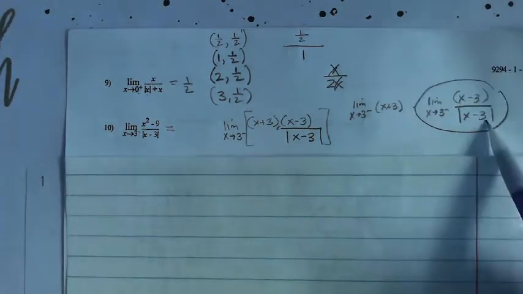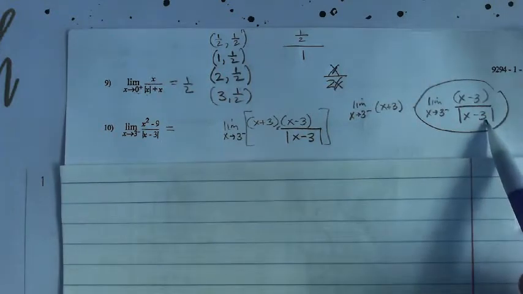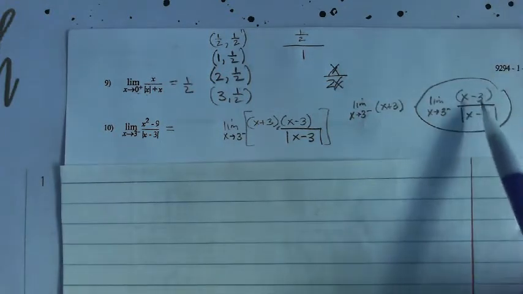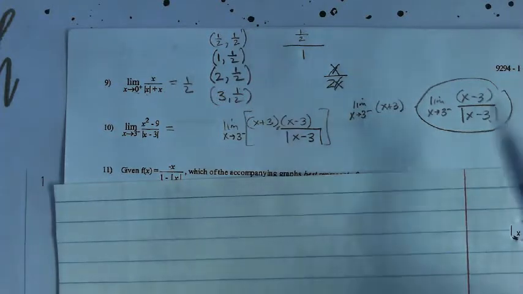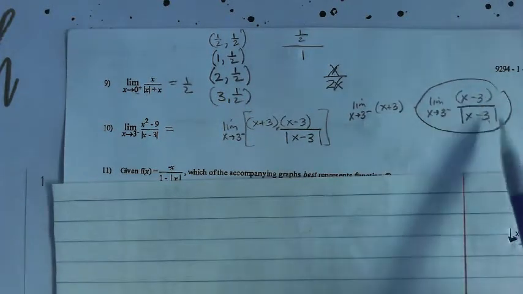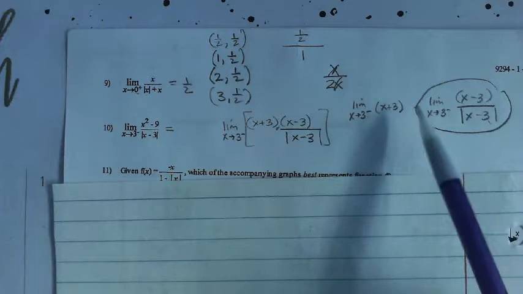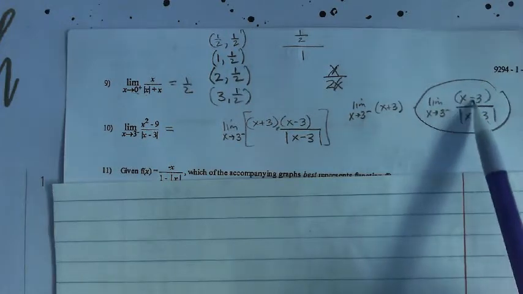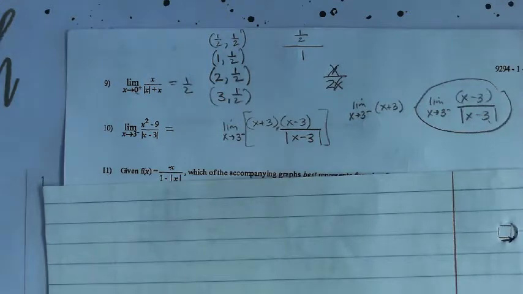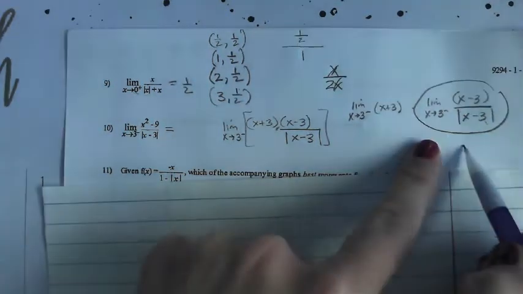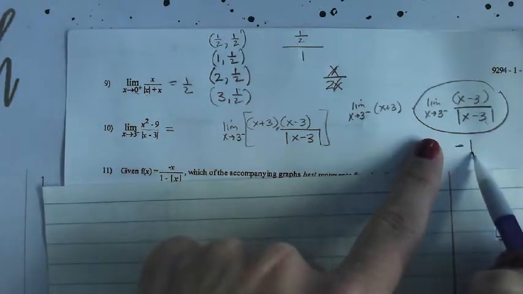It's a jump function. So that's always either 1 or -1 because it's something over itself. So from the right of 3, you'd be getting a positive over a positive, so it would be +1. From the left of 3, you'd be getting a negative number over a positive version of itself, which would be -1. So this limit, as you're approaching 3 from the left, is -1.